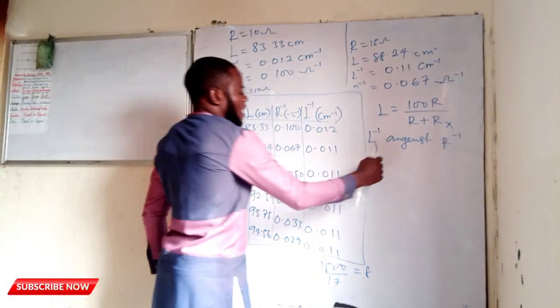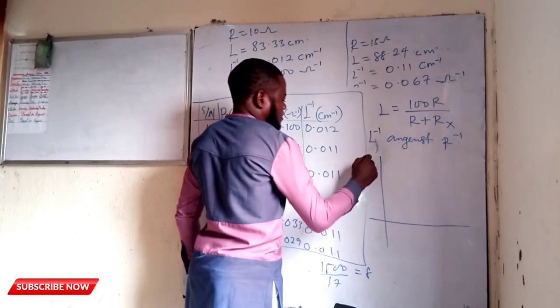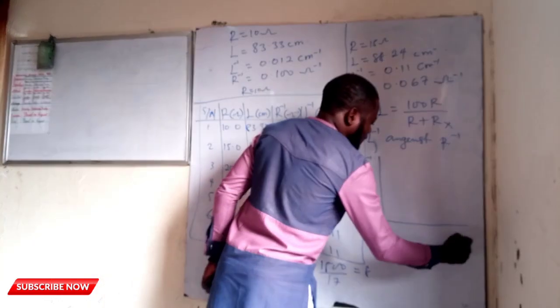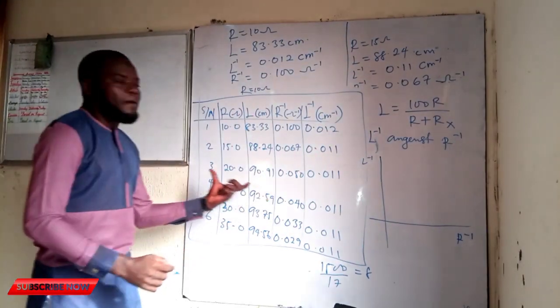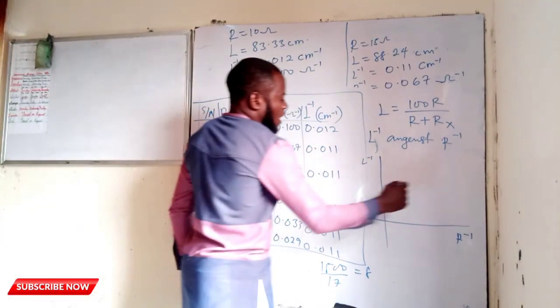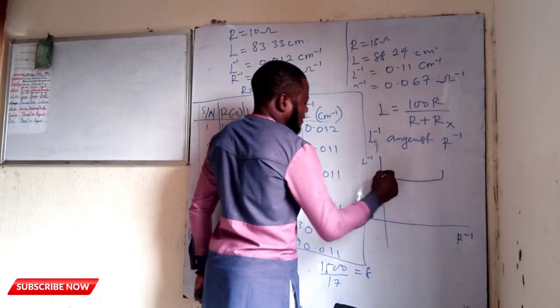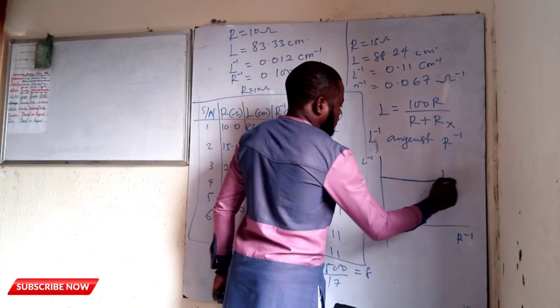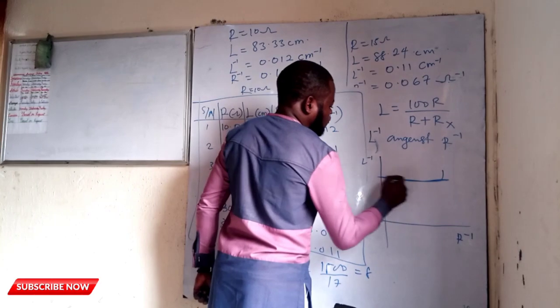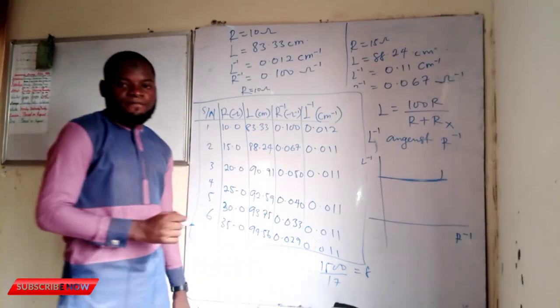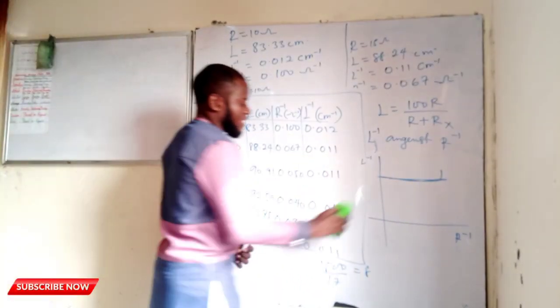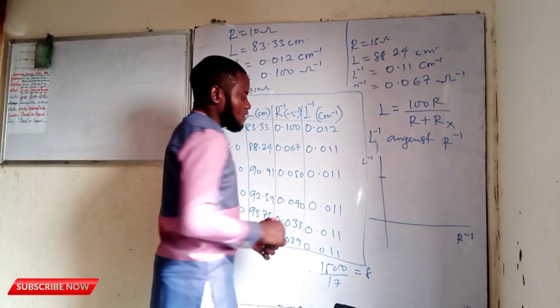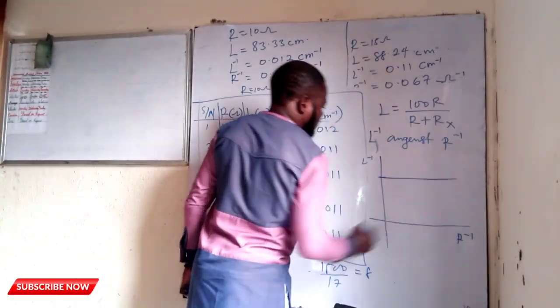If I plot the graph of L inverse against R inverse for this particular reading, I'm going to have a straight line graph like this. So you can see I have a straight horizontal line like this. Okay, let me draw that so that you see it clearly. So this is what I'm going to have.